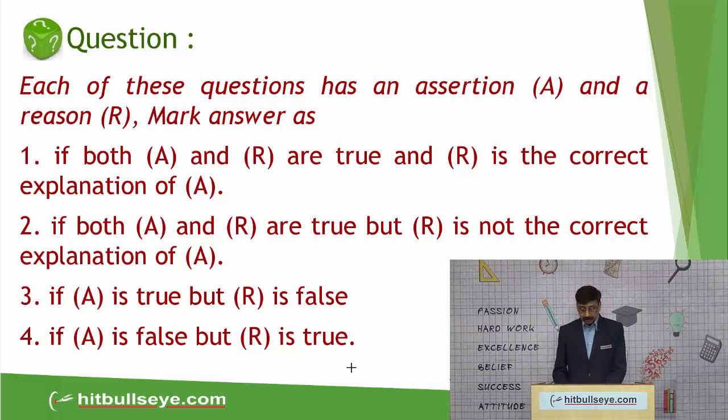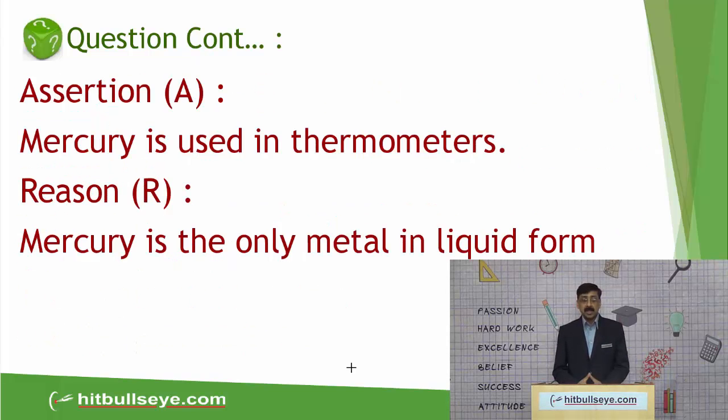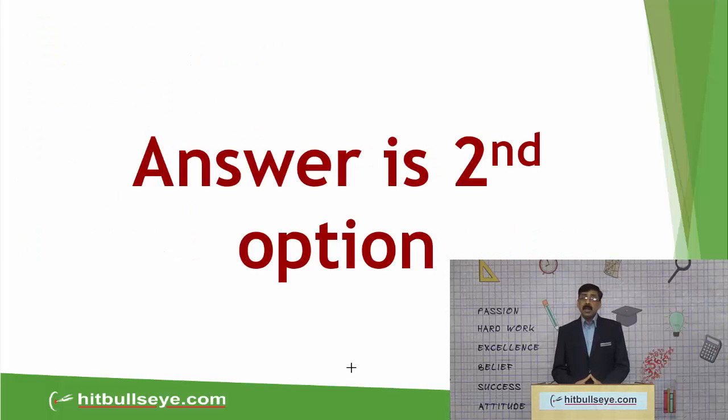Now let us read the question. It says that assertion, the main statement, mercury is used in thermometer. The reason which author has given, mercury is the only metal in liquid form. Now both A and R are correct, but R is not the correct explanation of A. We use mercury because it is temperature sensitive. It is not that it is only metal which is in liquid form. That's why it is used to measure heat or the temperature. So answer would be option 2, where it is clearly mentioned that A is correct, R is also correct, but R is not the right explanation of A. Hence the answer would be second option.